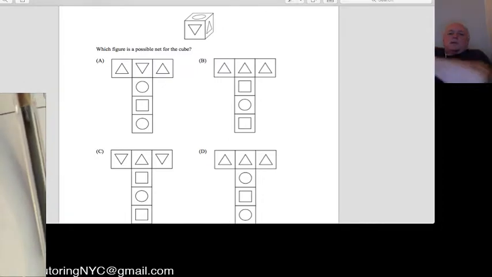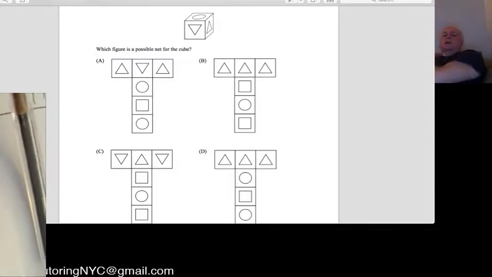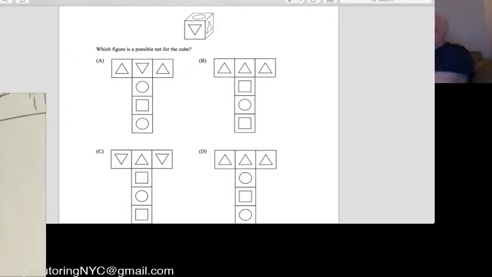Okay, so the question is, which figure is a possible net for the cube? So basically they're asking us which of these can we overlay on top of the cube, and it will do it as a trace pattern. I just lost my pen.